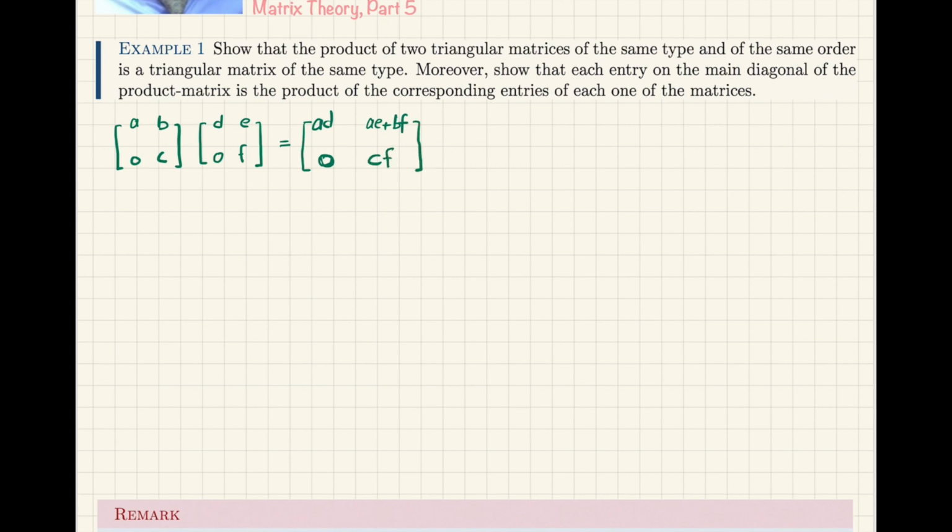Now if I ask you what is the type of the product, you would say this is an upper triangular matrix, because whatever is below the main diagonal is 0. And you also see the pattern. This moreover part is what you see here. If I ask you what are the entries that appear on the main diagonal, these are the products of the corresponding entries on the main diagonal: A times D, C times F. That is what we want to show in general.